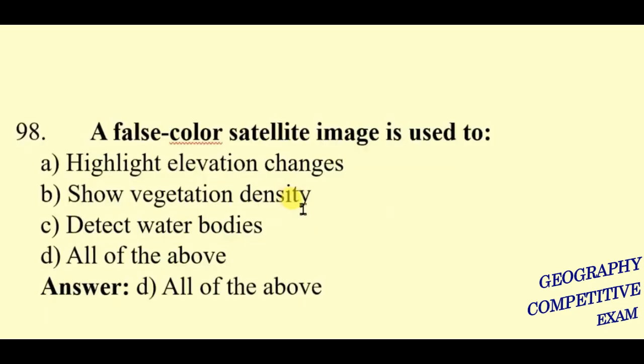Question 98. False color satellite image is used to highlight elevation changes, show vegetation density, detect water bodies, all of the above. Here the right answer will be all of the above. False color composite is near infrared, red and green. This color combination of satellite images creates false color composite because near infrared shows the vegetation or forest area in red color.